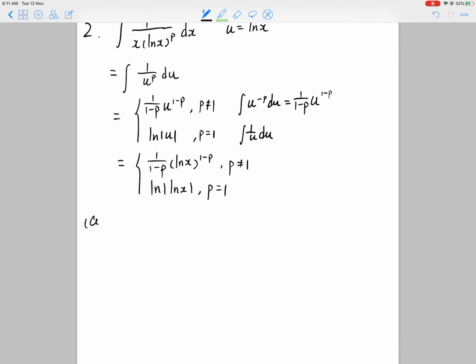The second part, let's do the improper integration from 1 to 2 of 1 over x log x to the power of p. You can see when x is 1, this log 1 is 0. It's not defined. So it should be the limit as t approaches 1 from the positive side, because it's from 1 to 2. Right, this integration.